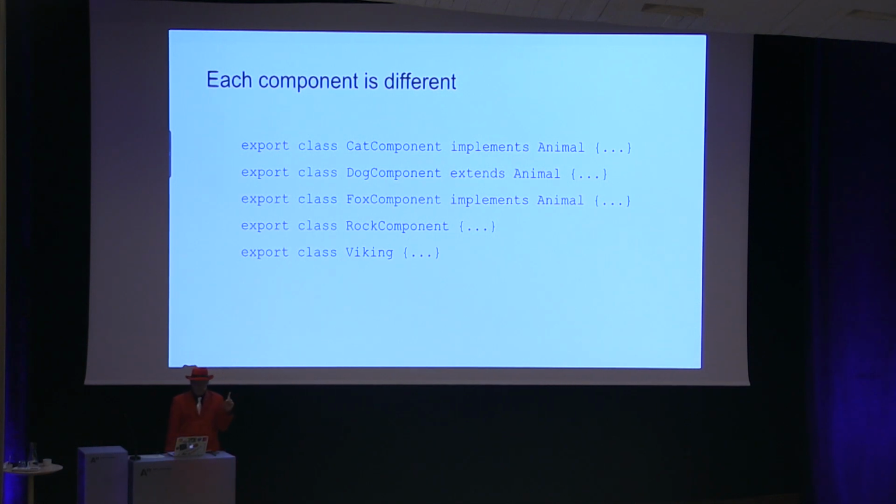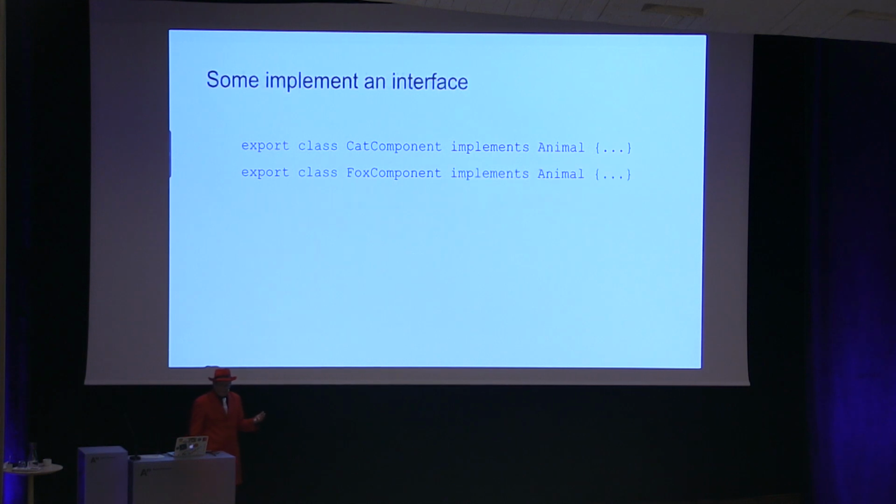Now each component is different. These are the rules for the challenge, all right? You've got to mentally follow along with this challenge. Your job is to find these animals and speak to them. There's a cat component, a dog component, a fox component, a rock component, Vikings, anything could happen.